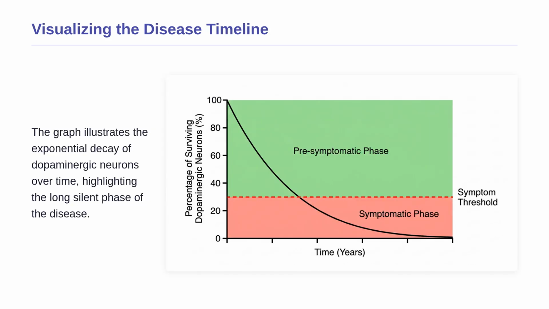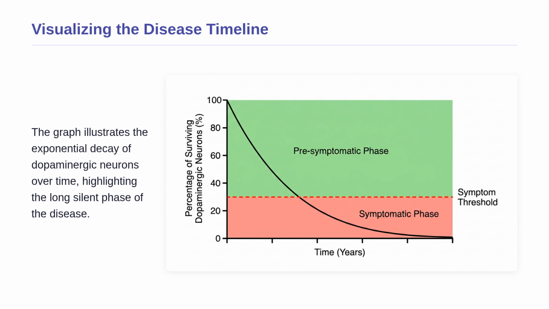To consolidate all the mathematics and biology we have discussed, let us look at this diagram. You're seeing a graph of neuron decay over time. The vertical axis represents the percentage of surviving dopaminergic neurons, starting at 100%. The horizontal axis represents time in years. Notice the solid black curve sweeping downwards. This is the exponential decay we just calculated. The most critical feature here is the horizontal dashed red line at the 30% mark, which is the symptom threshold.